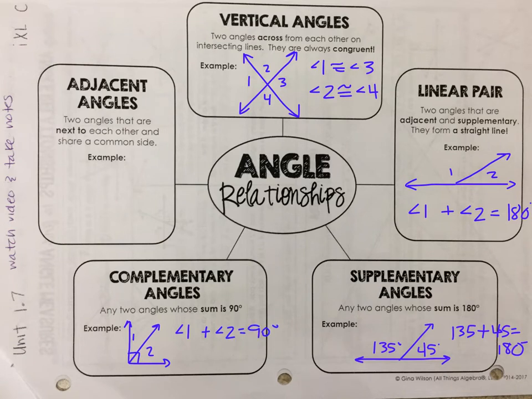Lastly, adjacent angles. These are the angles that always share a side. They can be equal. They're not always equal, but they always share that common wall together.